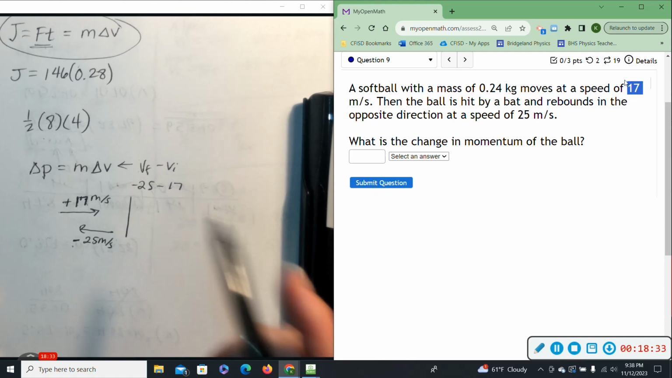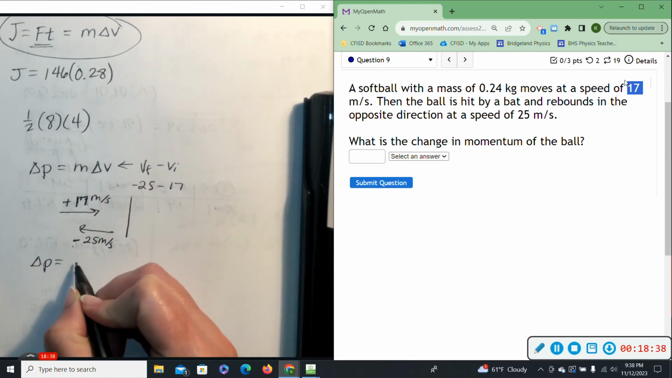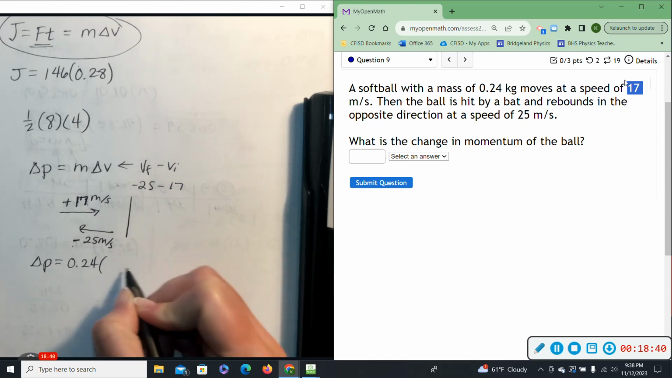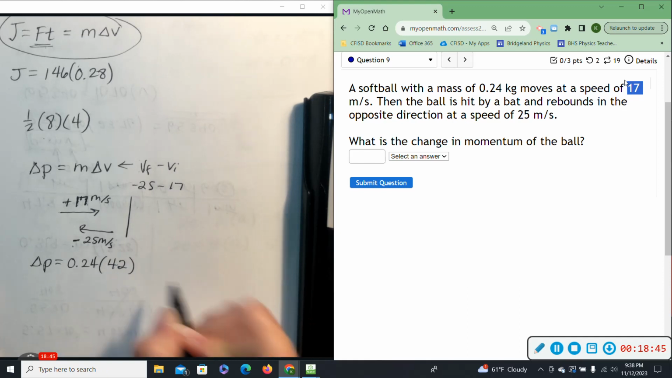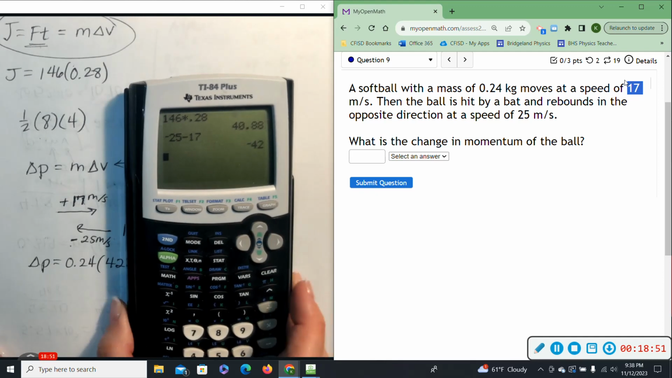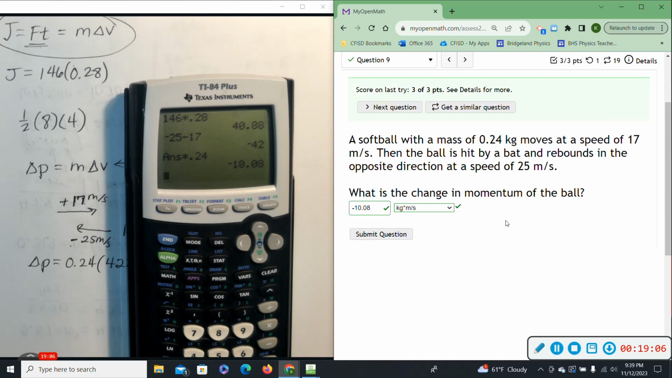So when I go to solve for my change in momentum, delta P equals my mass here, 0.24, times my change in velocity, 42 or negative 42. I believe it actually accepts either answer here. So 0.24 times 42, and we get 10.08 or negative 10.08. Let's try it with the negative because that's what I have on my paper. And my units for change in momentum are momentum units, kilogram meters per second. And again, I think it actually accepts it either way.